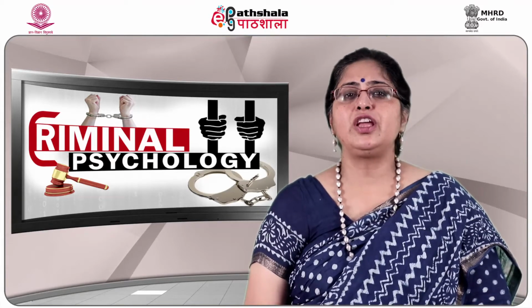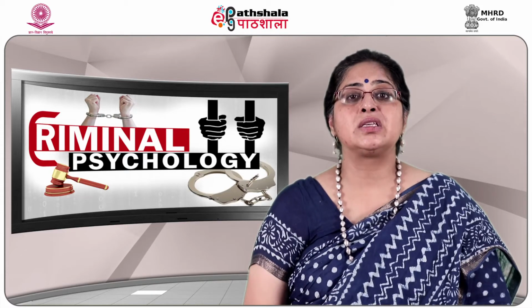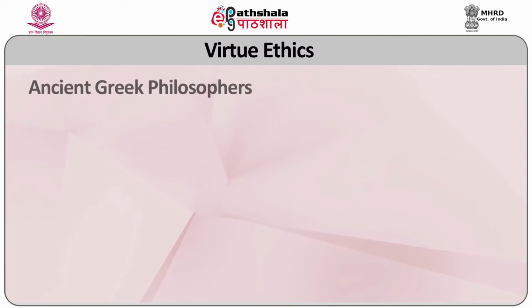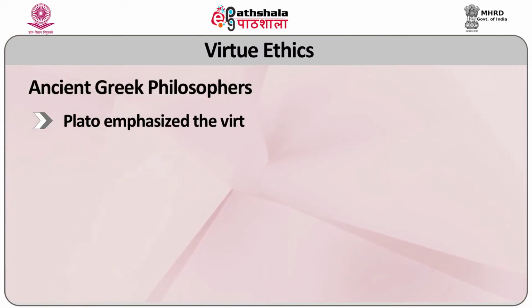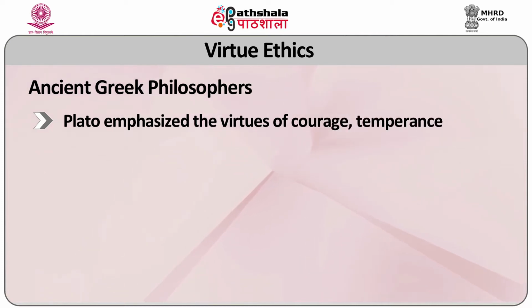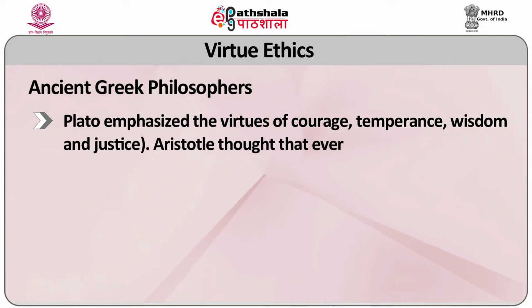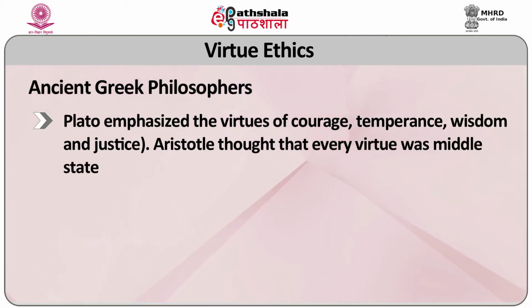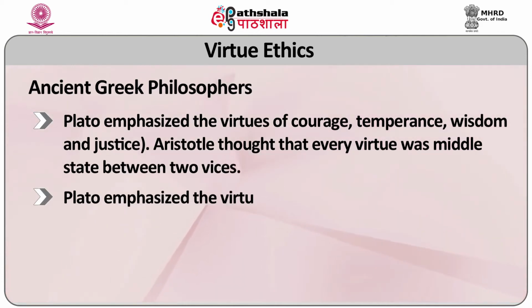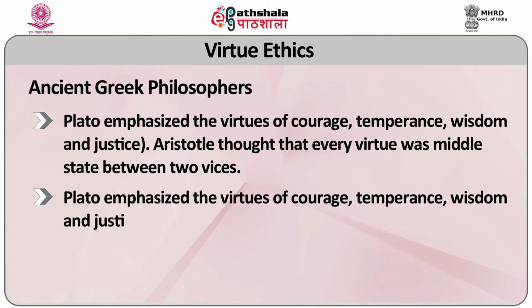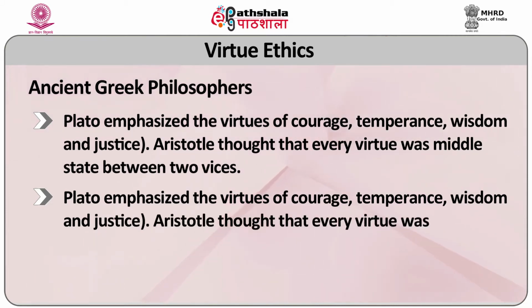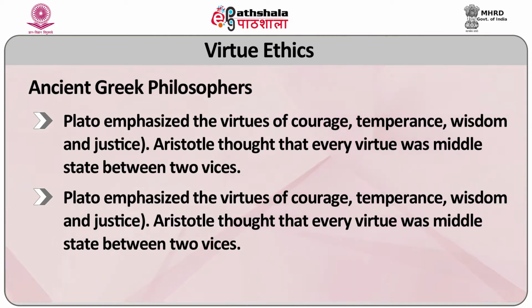Most of the ancient Greek philosophers were virtue ethicists of one kind or the other. Plato emphasized the virtues of courage, temperance, wisdom, and justice. Aristotle thought that every virtue was a middle state between two vices. For instance, courage is a middle state or mean between two vices of rashness and cowardice. Plato and Aristotle laid the foundation for a virtue theoretic account of characteristic traits upon which later philosophers built their work.